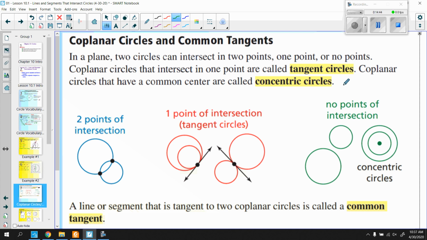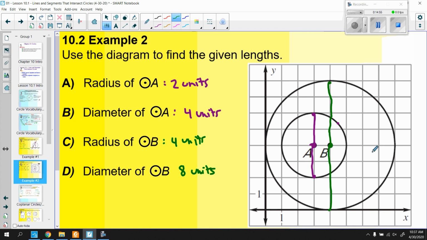And the third situation would be that they don't intersect at all. They're just 2 completely separate circles, like this one and this one. We just saw some where circle A and B didn't intersect.